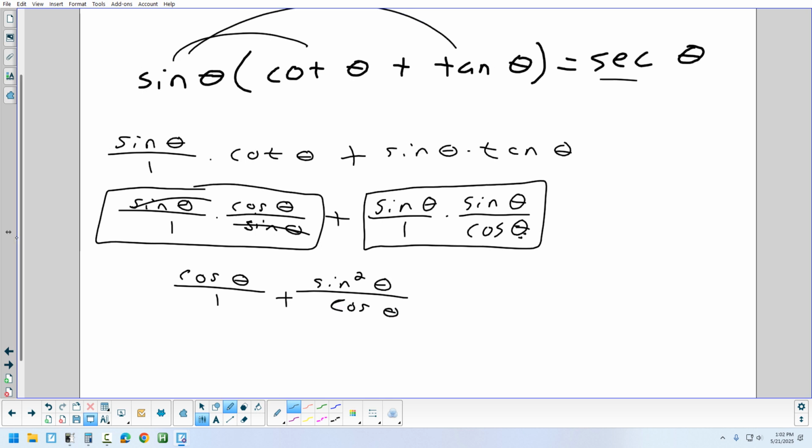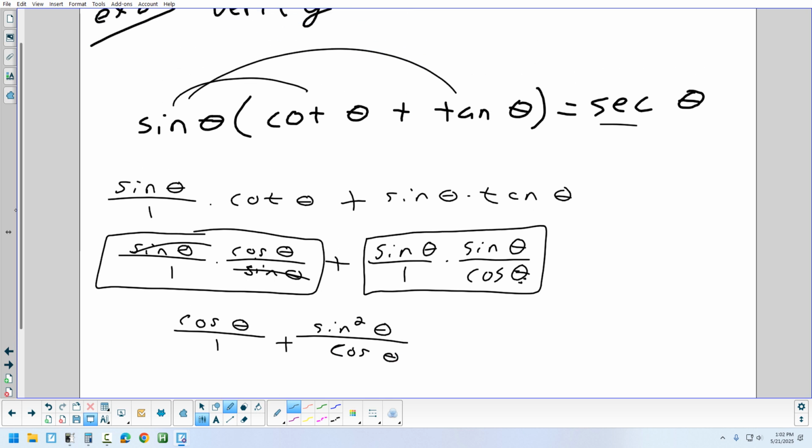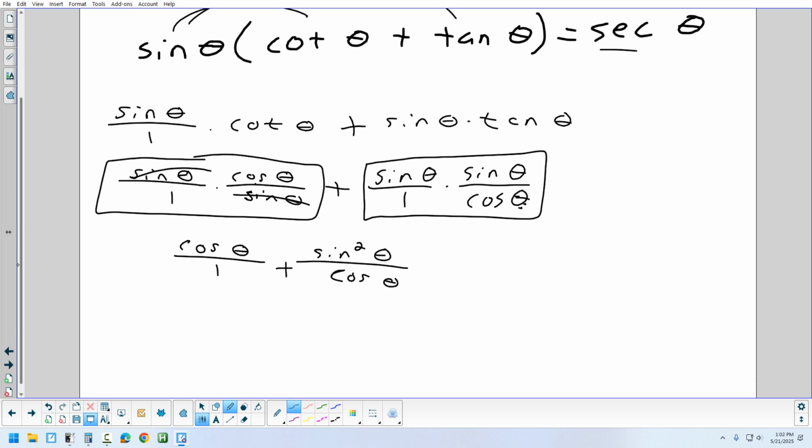Wait, that's sine over 1. Plus sine squared over cosine. So now do we have what they told us we should get? No. There's got to be something more we can do. Is there anything else that cancels right there? No, that's a plus sign. You can't cancel across a plus or a minus, only if it's multiplication. So right now we've got two fractions.